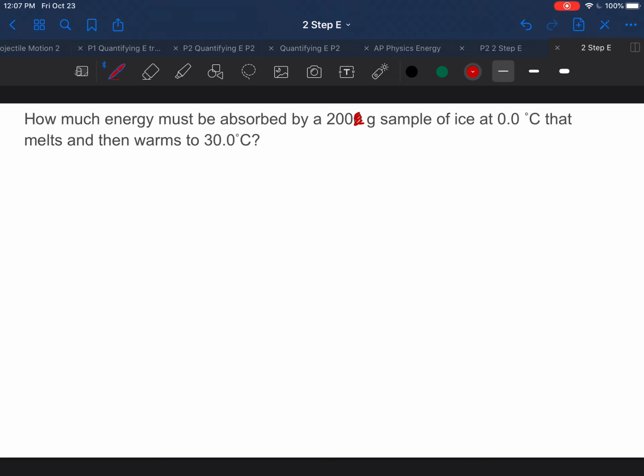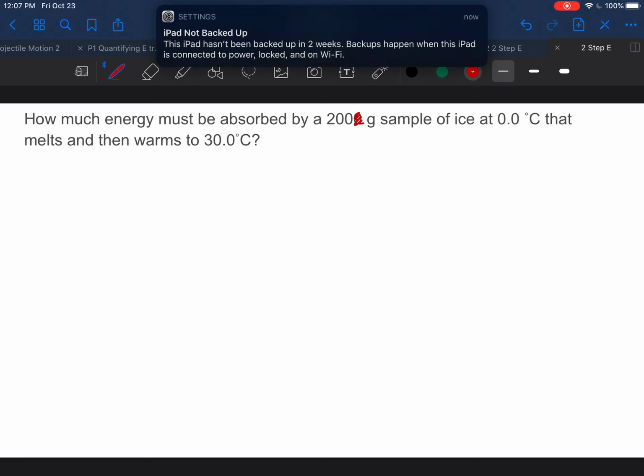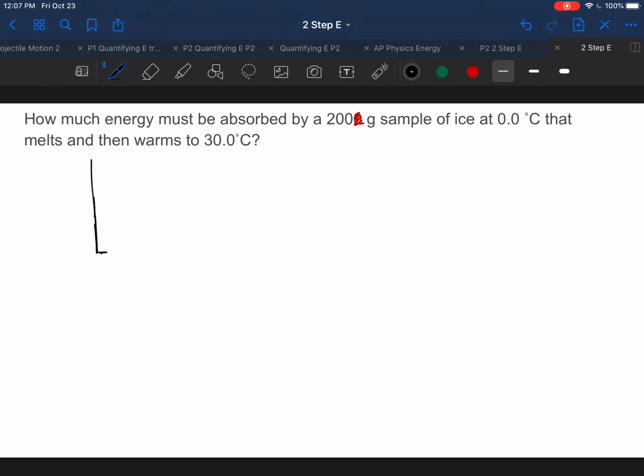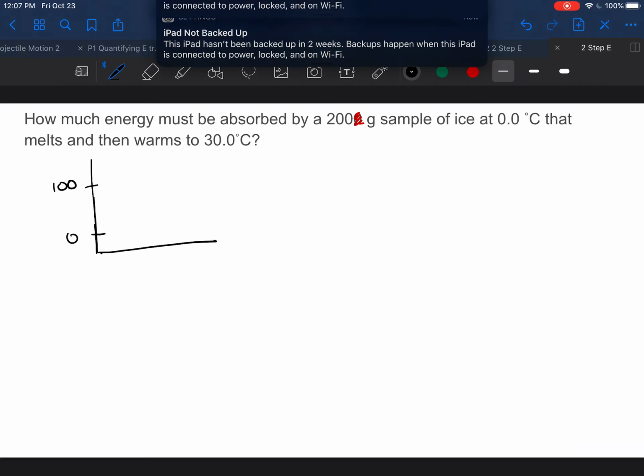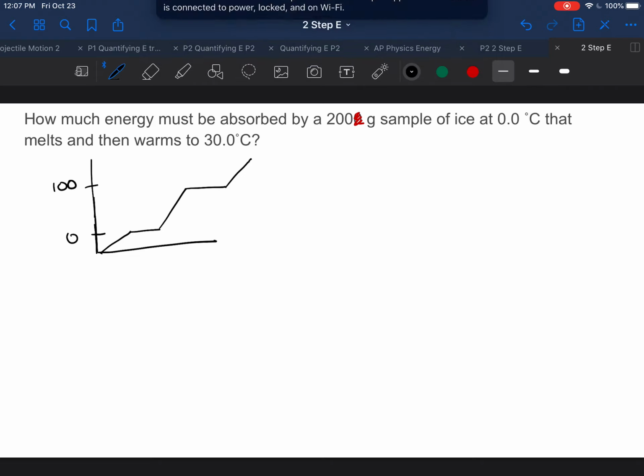How much energy must be absorbed by a 200 gram sample of ice at 0 degrees Celsius that melts and then warms to 30 degrees? I want to figure out how much energy is used up in this entire event. First thing I want to do is decide if this is a heating or cooling event. Because this thing is warming up overall, this is a heating event, so I'm going to draw myself a heating curve.